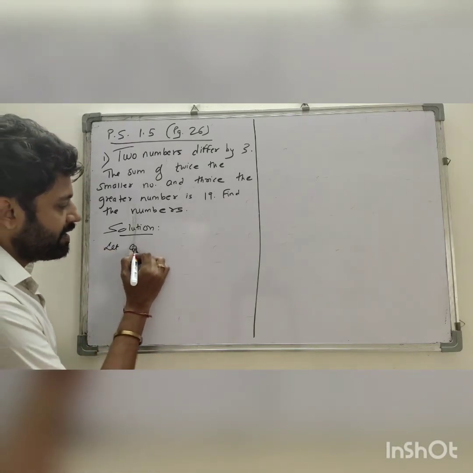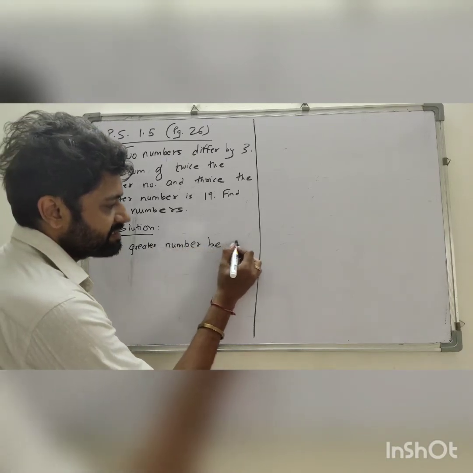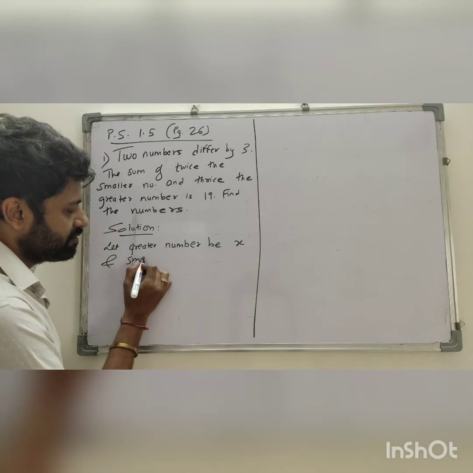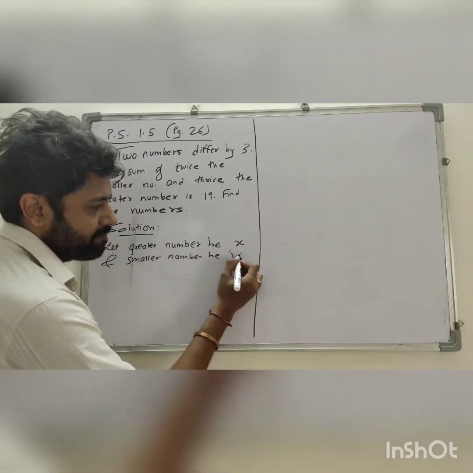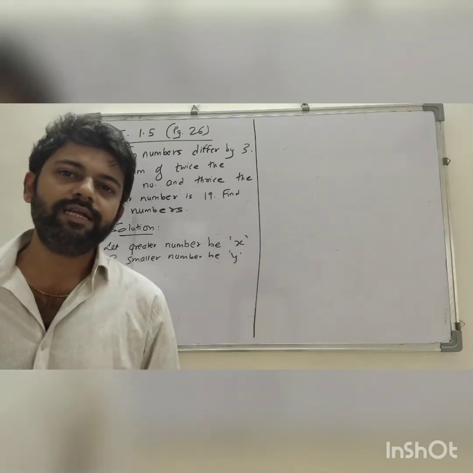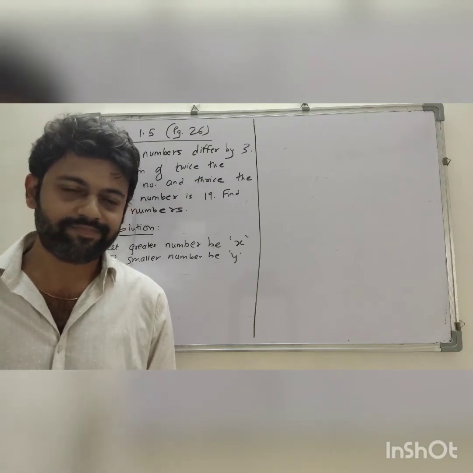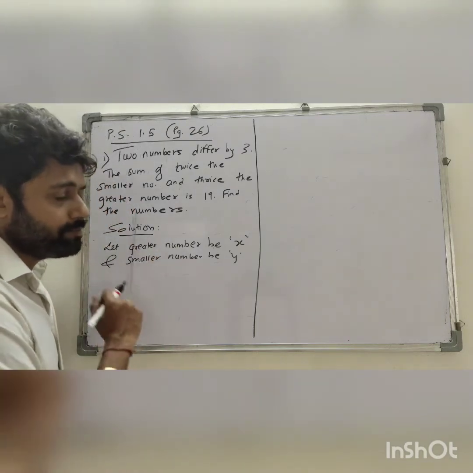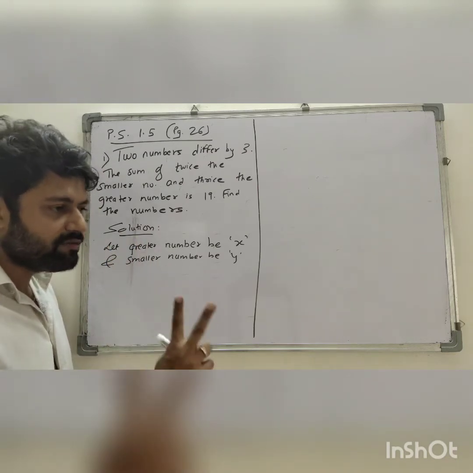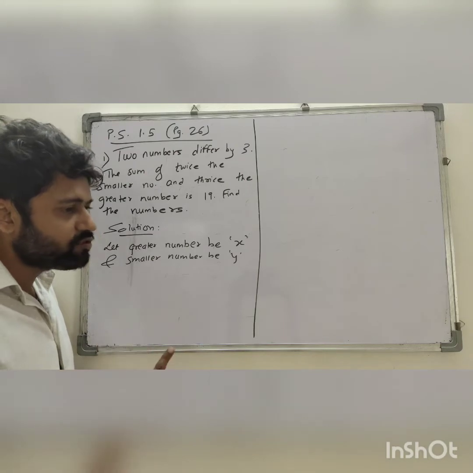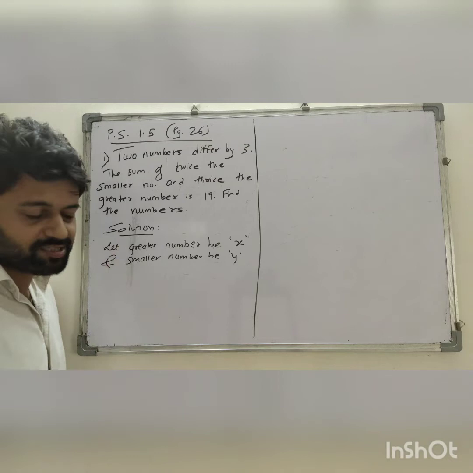Let greater number be x and smaller number be y. You can also write the statement as let the greater and smaller numbers be x and y respectively. Now, we are in the first chapter involving two variables, two equations. So here also we have to form two equations. To form two equations, they must have given you two conditions.